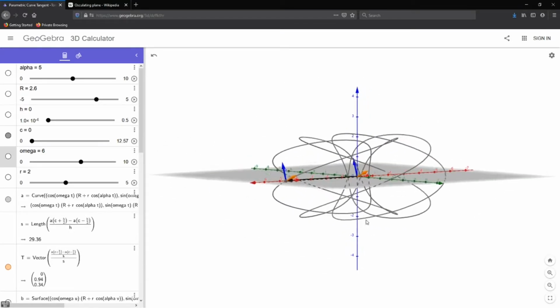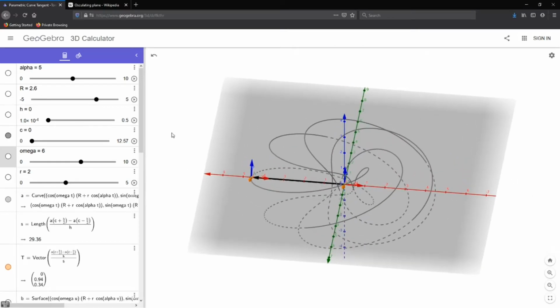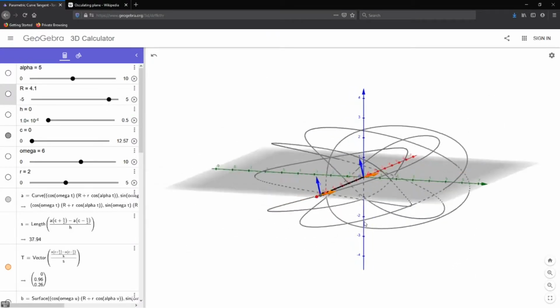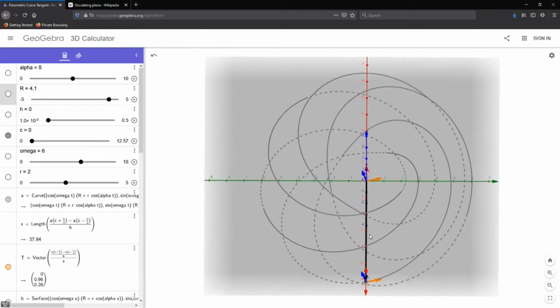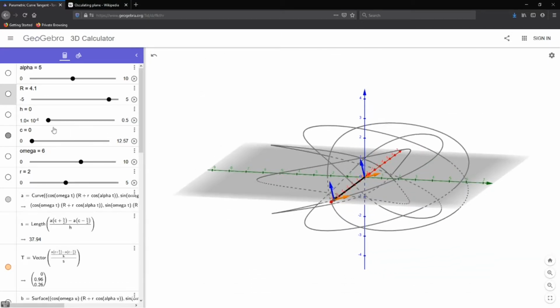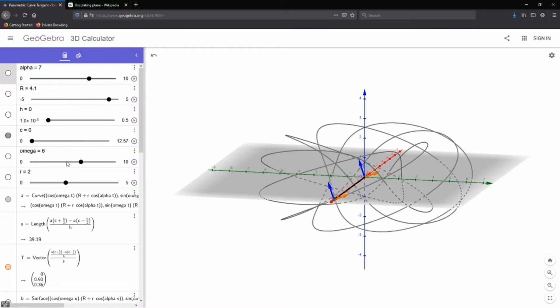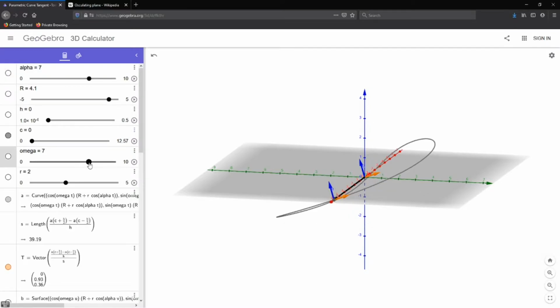I'll give you a second to guess where it's coming from. It might help if I make this big R right here a little bit bigger. This should hopefully help you see a little bit better where this parametric curve is coming from. So we'll increase alpha a little bit, and then increase omega a little bit.